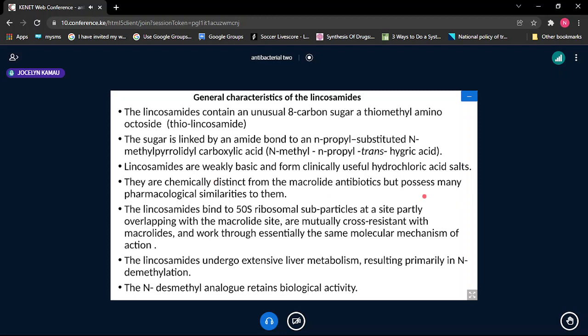They are chemically distinct from the macrolide antibiotics, but possess many pharmacological similarities to them for sure. Their structure and that of the macrolides is very different, but their mode of action is very, very similar. They block protein synthesis, and because of the similarities in their mode of action, that's why we are saying they have similar pharmacological, biological activity. The lincosamides bind to the 50S ribosomal subunit.